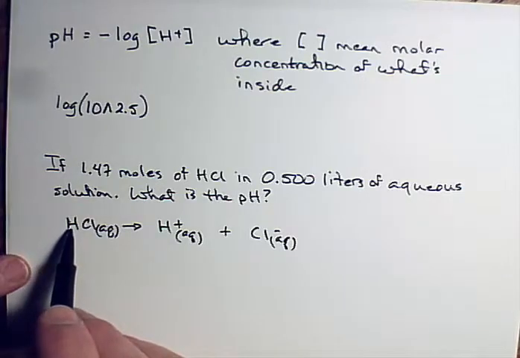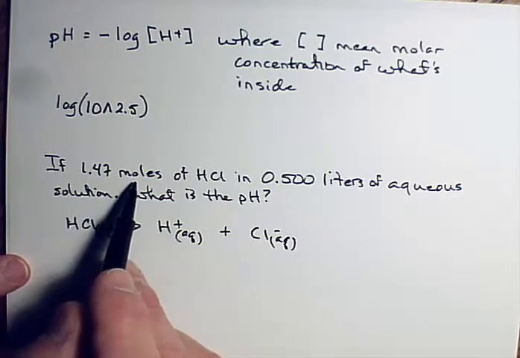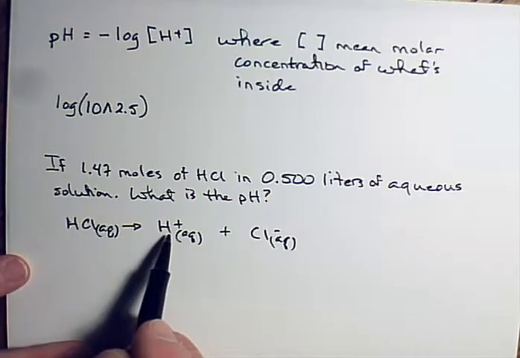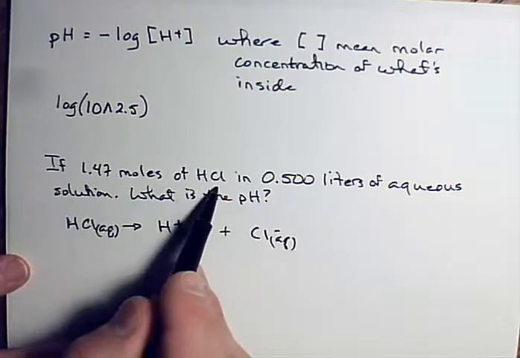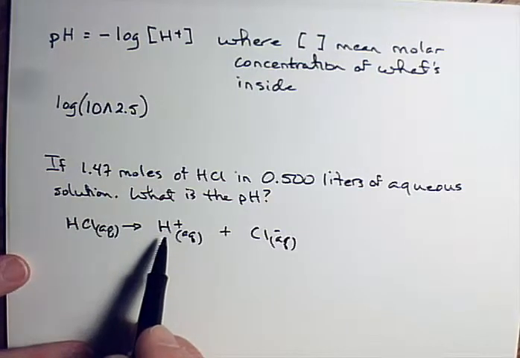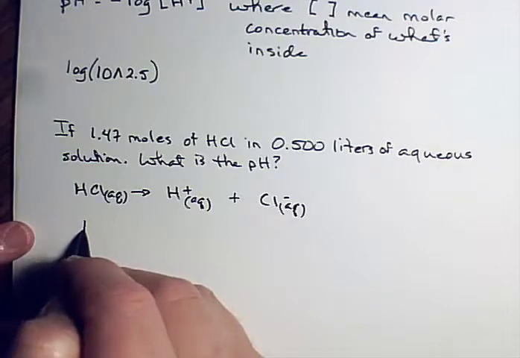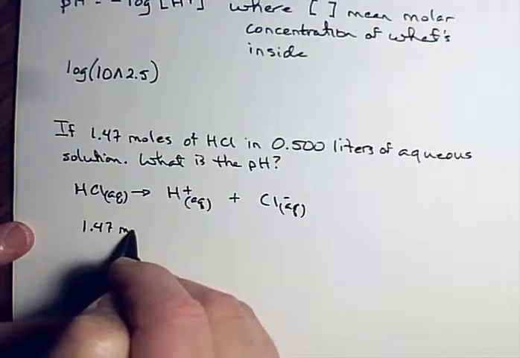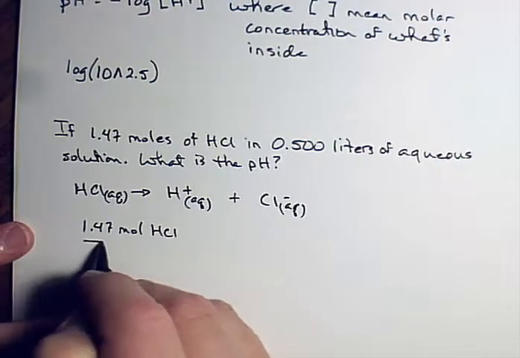All right, now, since there's one of these, if this completely breaks up, I get one of those, right? Yeah. So whatever this number of moles is going to give me how many moles of this? If I have 1.47 moles of this, and this completely breaks up, how many moles of that am I going to have? Let's see. 1.47 moles, and Jonathan's right, but let's show why, of HCl.